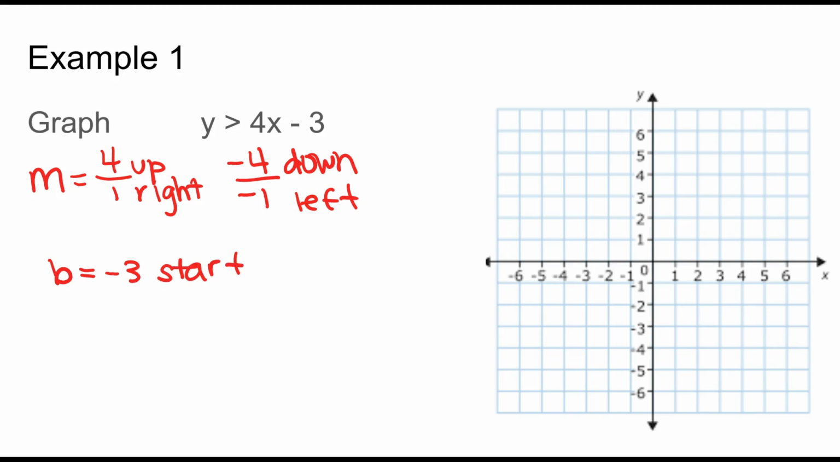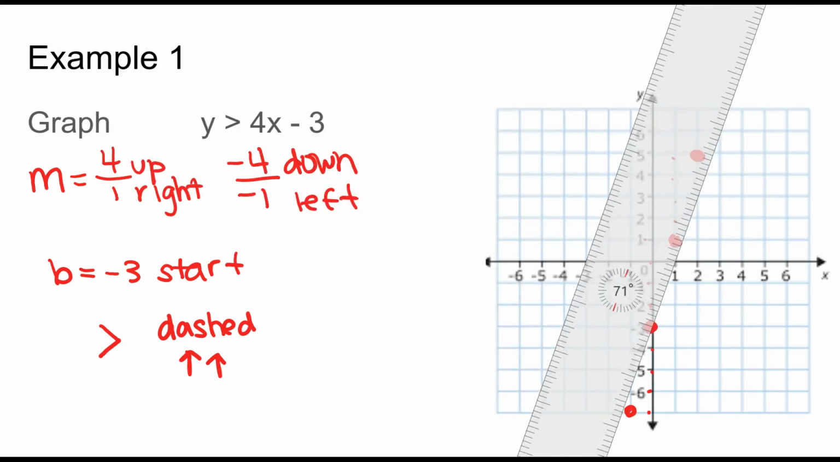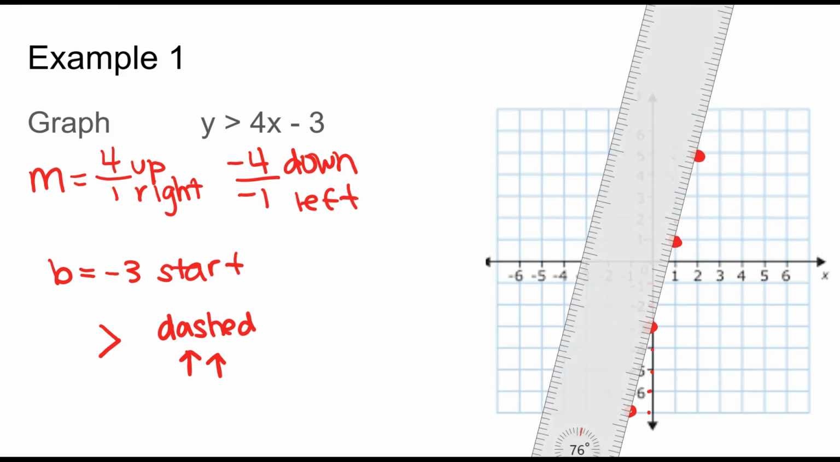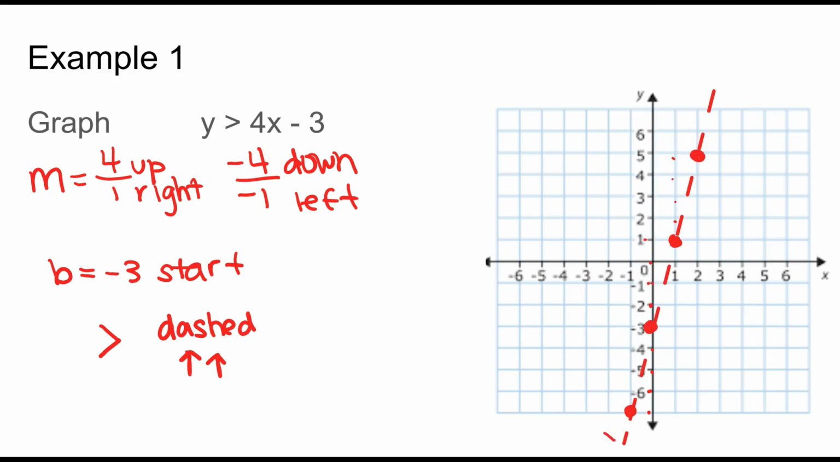And then we're just going to pause. Our symbol is this, so it's going to be a dashed line, and it's a greater than, so we're going to draw arrows up. So we're going to graph 1, 2, 3, and from here we're going to go up 1, 2, 3, 4 to the right 1, 1, 2, 3, 4 to the right 1, down 1, 2, 3, 4 to the right 1. We're going to grab our straight edge. Now be careful, the tendency is just to connect those dots, but we want to connect them in a dashed line. And then you've got your arrows.